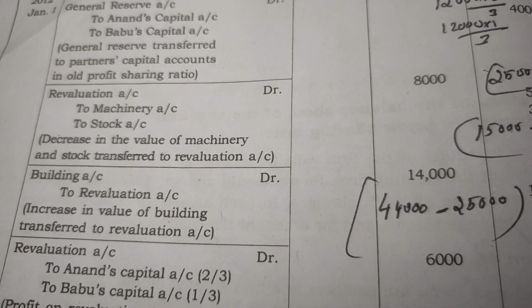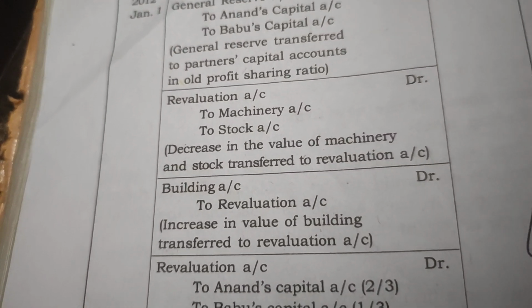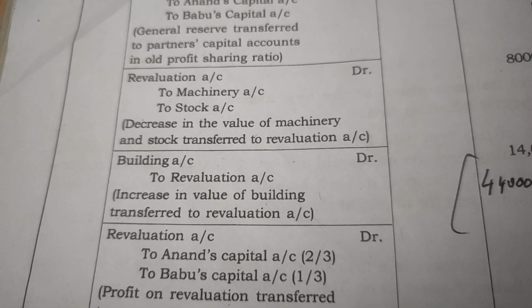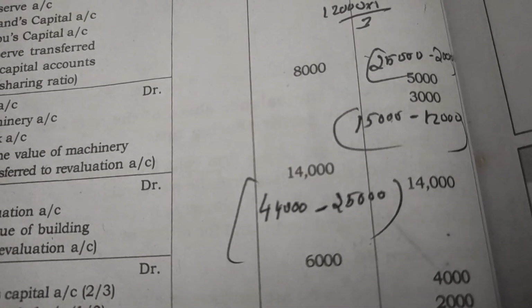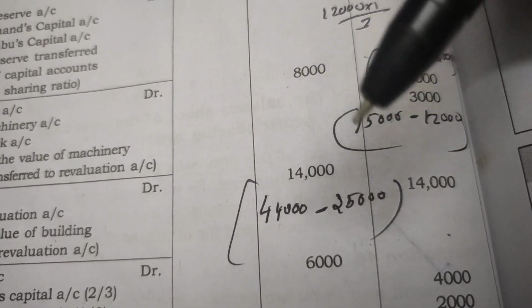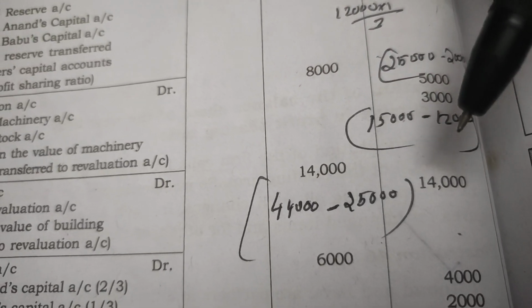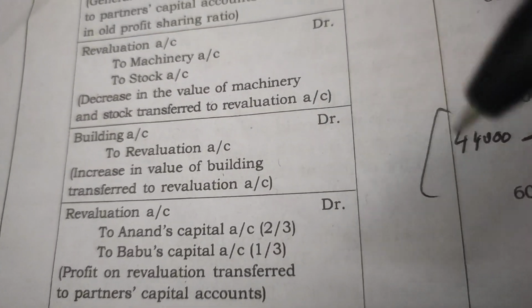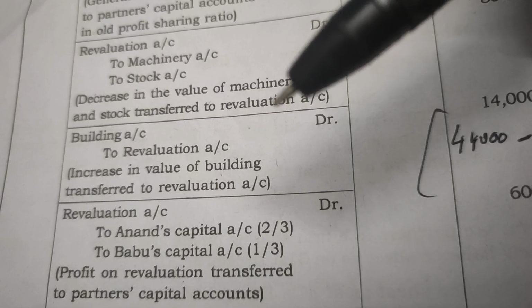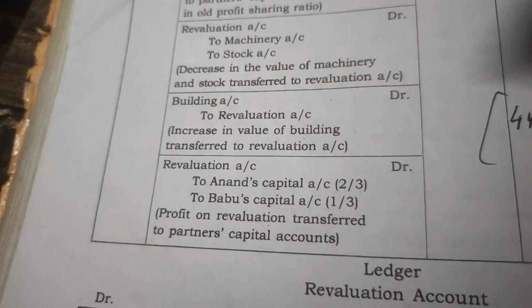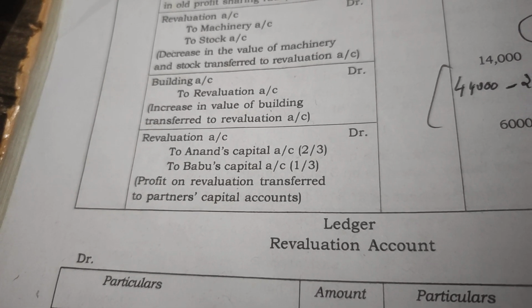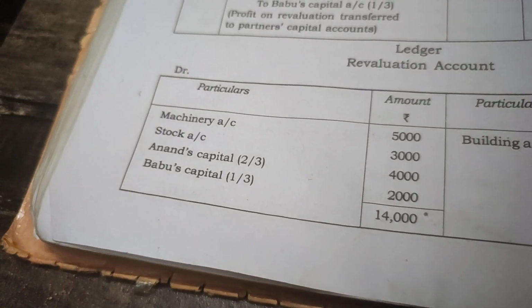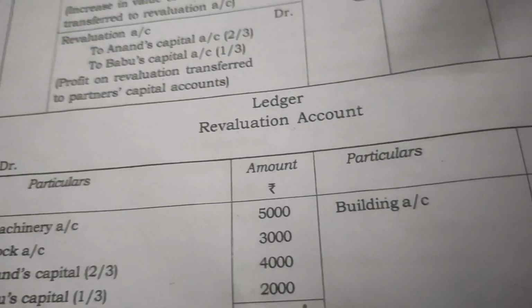Then the increase in the value of building. The entry is building account debited to revaluation account. Revalued value 44,000 minus original value 30,000, 14,000. Then the narration is increase in the value of building transferred to revaluation account. Then we have to keep a blank space for writing the journal entry for the profit or loss on revaluation account. Then we have to prepare the revaluation account.